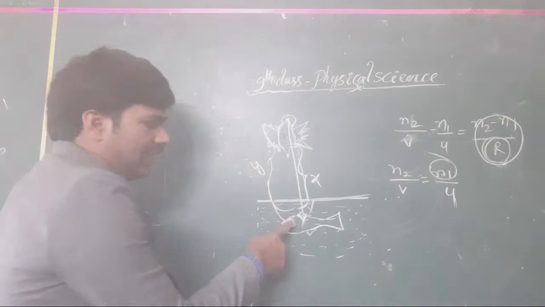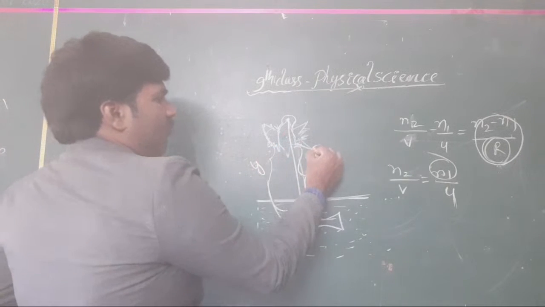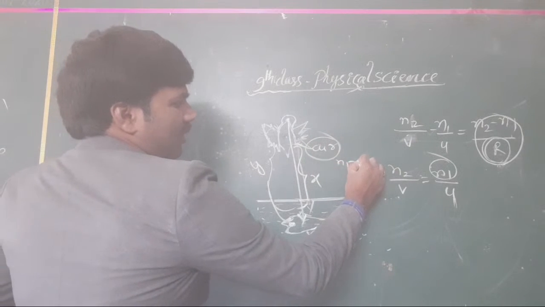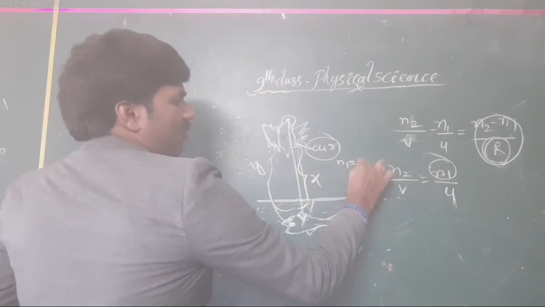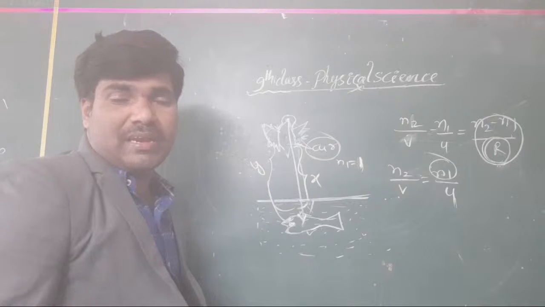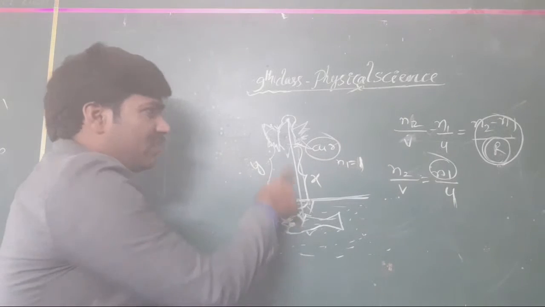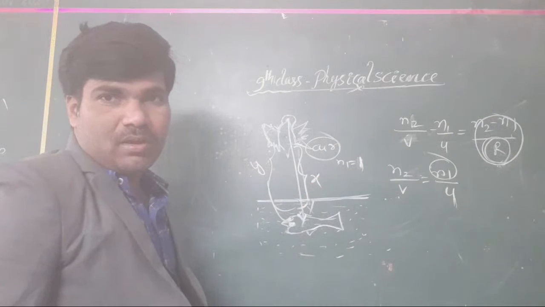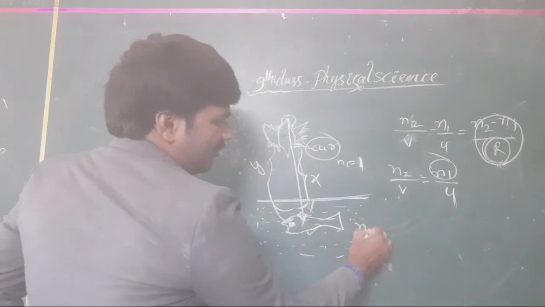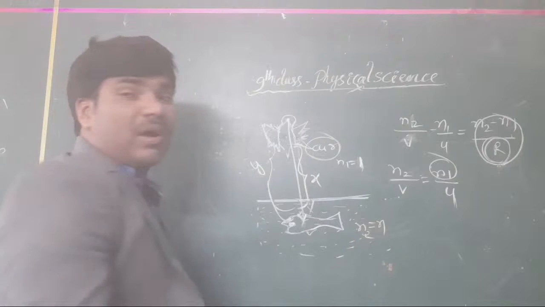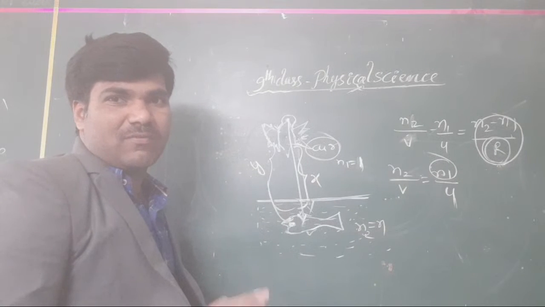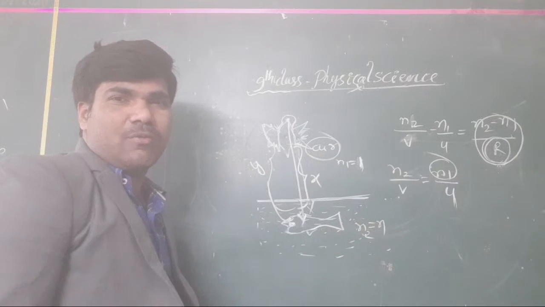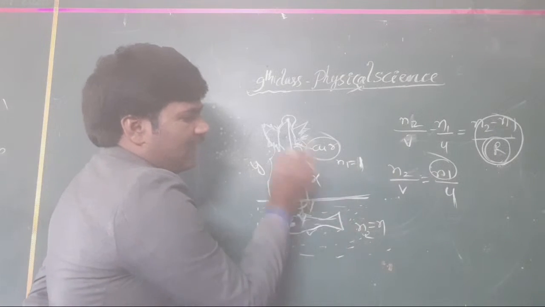Now our light ray comes from where? It comes from the bird, that is the air. That's why n1 is taken as 1. It is observed by our fish, observing this bird. That's why n1 is equal to 1. Now the fish is in water, so n2 is taken as n, the refractive index of the water. Got it or not, students? I hope you got it. Both are refractive indices.